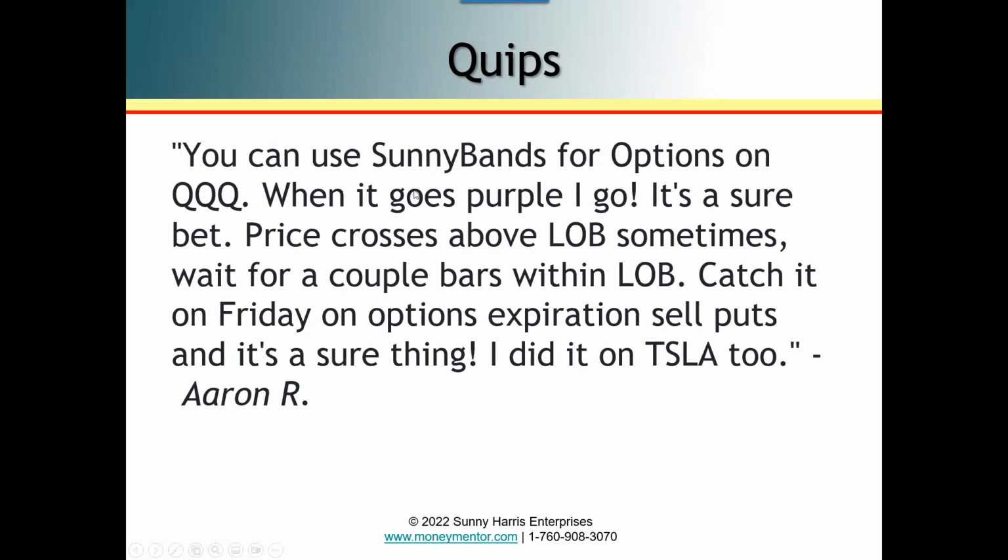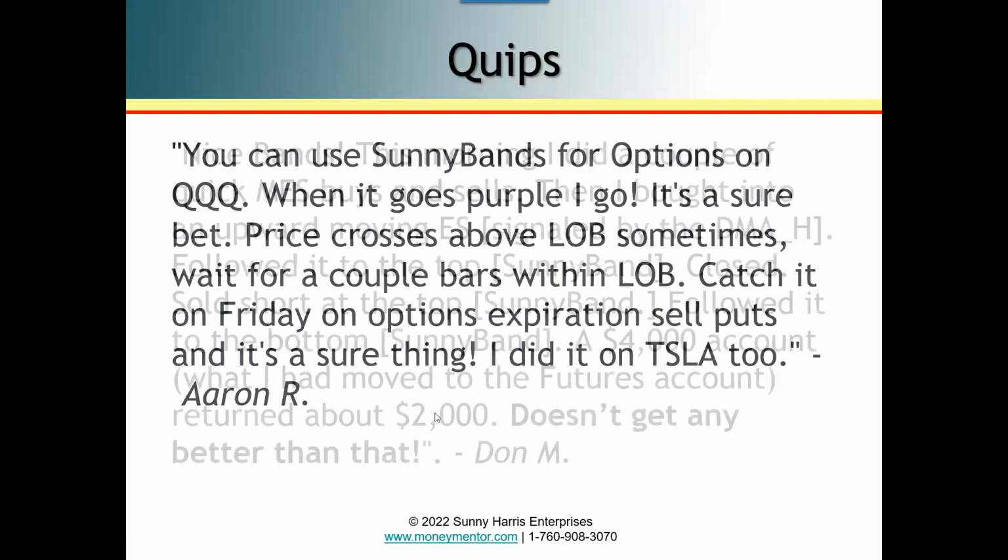You can use SunnyBands for options on QQQ. When it goes purple, I go. It's a sure bet. Price crosses over the lower outer band sometimes, so wait a couple bars within the lower outer band. Catch it on Friday on options expiration and sell puts. It's a sure thing. I did it on Tesla too. This is Aaron, who called to tell me that.